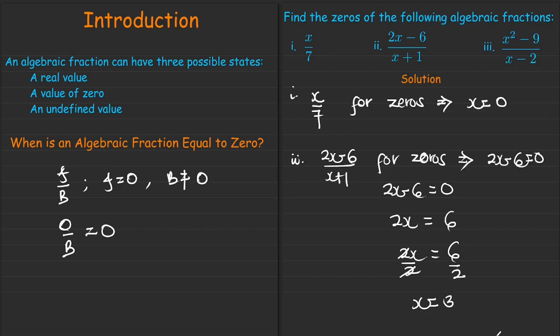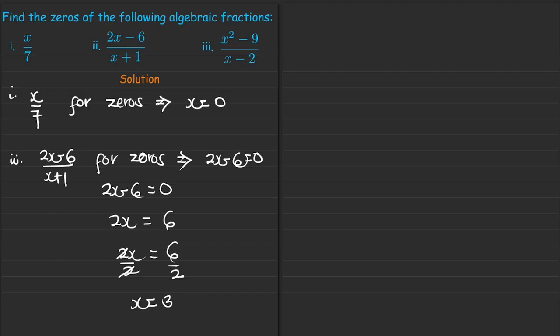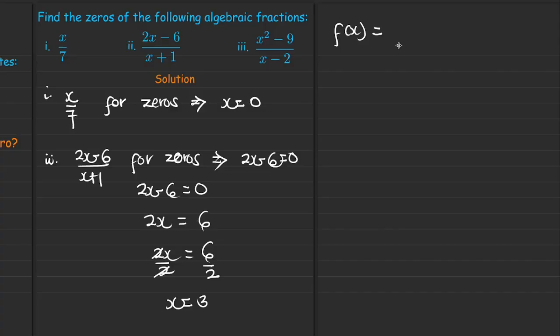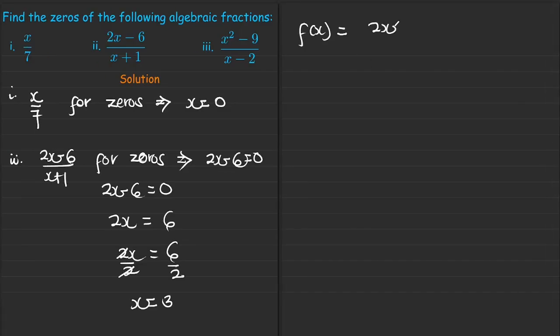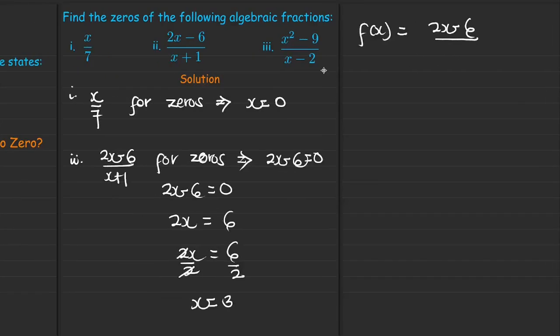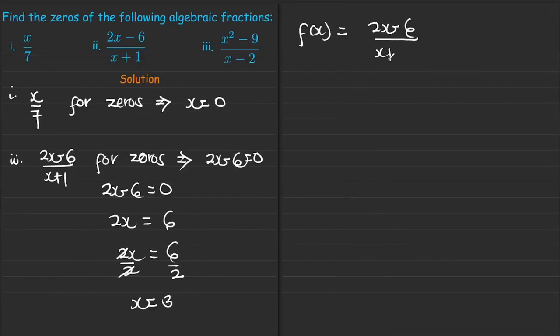Now you can test and see whether or not it is really a 0 of the function. So if we have our f of x being 2x minus 6 all over x plus 1, then for x of 3, that is if x is equal to 3, we are going to get into bracket 2 times 3, then minus 6 all over 3 plus 1.